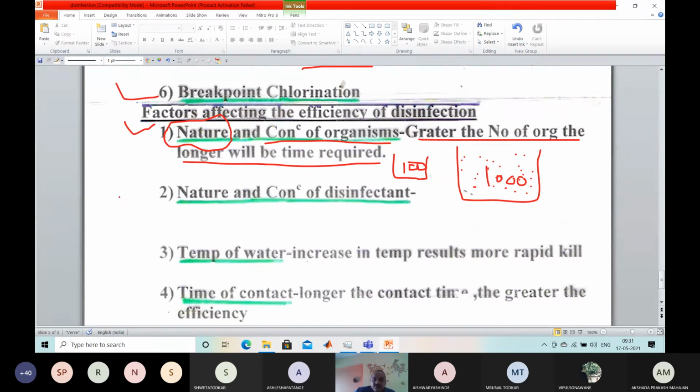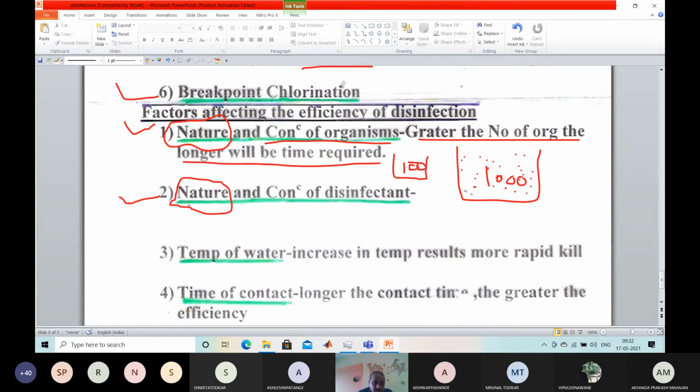Second is the nature and concentration of disinfectant. Now, various disinfectant agents are there, like iodine, chlorine, ultraviolet rays, and ozone. So different disinfectant agents are available. Again, the nature means what? Every disinfectant agent has its own capability to perform the disinfection operation. So that is the nature.